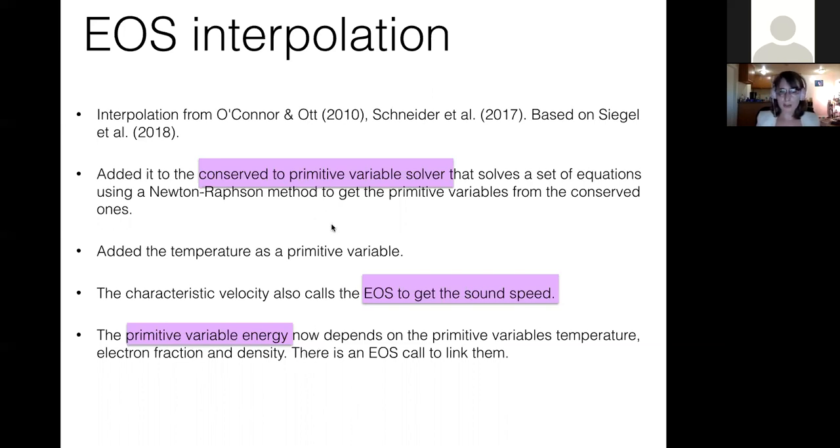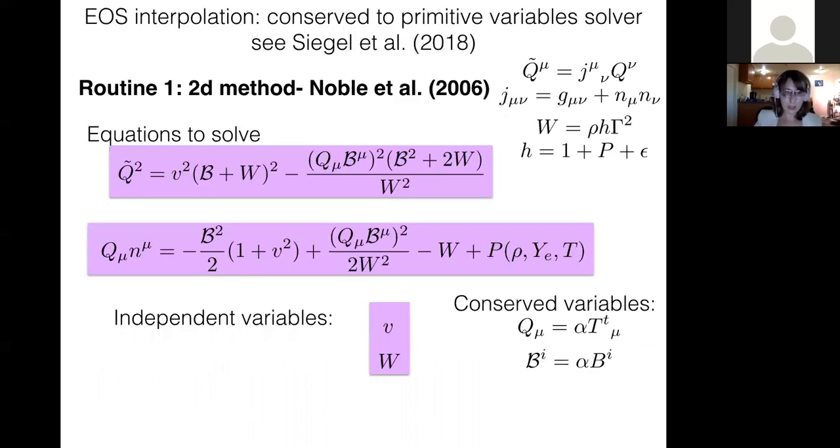And I'm going to spend a little bit more time explaining what we did for the routines that go from the conserved to primitive variables. As Scott was already saying, we have now implemented 4 routines that do the conversion from conserved variables to primitive variables.